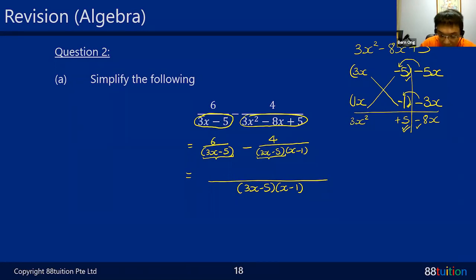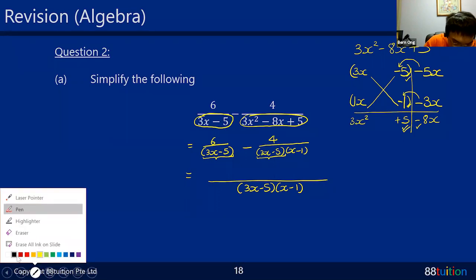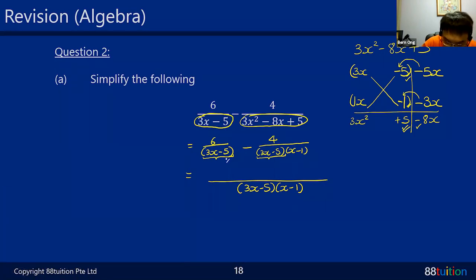The very first fraction, what am I short of? The very first fraction, I have the 3x minus 5. However, I'm short of the x minus 1. So below, I need to times the x minus 1. On top, I need to times the x minus 1. The second fraction, I have both items. So below, I times 1. On top, I times 1. Okay, so you write it out.